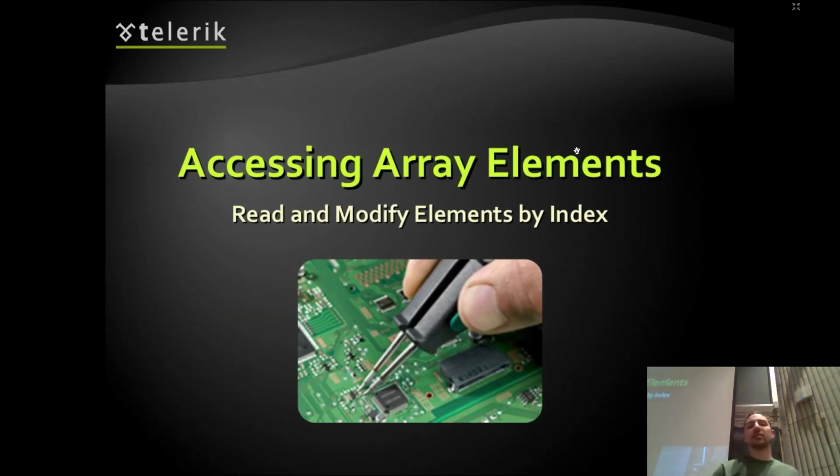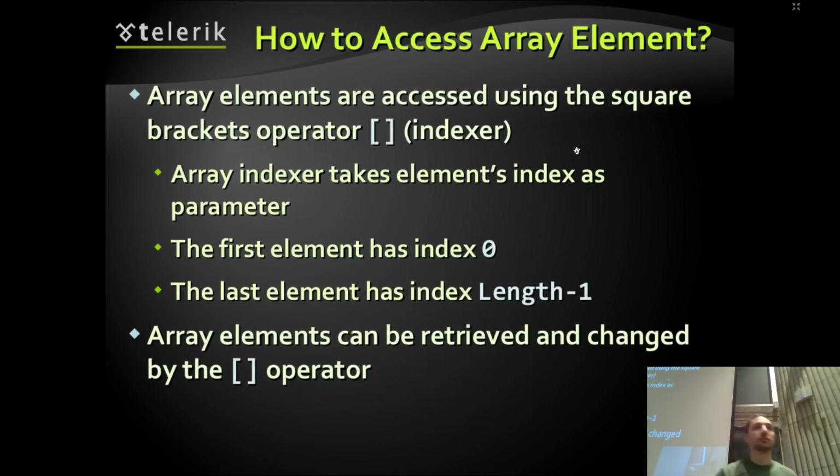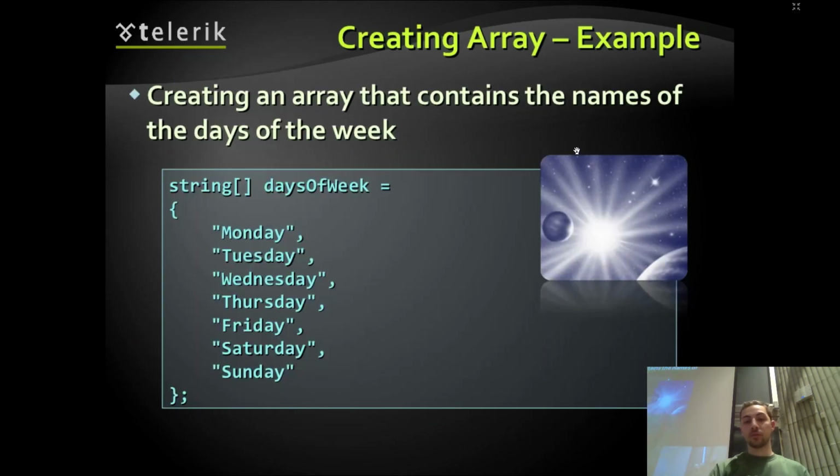Okay? Accessing array elements has nothing to do with surface mount soldering. But it's square brackets. This is old hat. This should be familiar to you. Nothing has changed from C. Indexes start at 0 and go to whatever array.length is minus 1. So you cannot say days of week sub days of week dot length. That is beyond the range. And you will actually get an exception that says out of range exception.